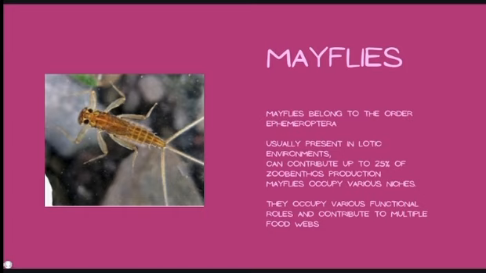They contribute to up to 25% of total zoobenthos production. Mayflies occupy various niches, with some species grazing on algae, others filtering organic matter, and some even predating. They contribute to multiple food webs, sustaining the ecosystem and occupying various functional roles. They are sensitive to pollution. Sensitivity means pollution can be detected early, although they cannot infer the severity of pollution, allowing for improvement before devastation of the ecosystem.